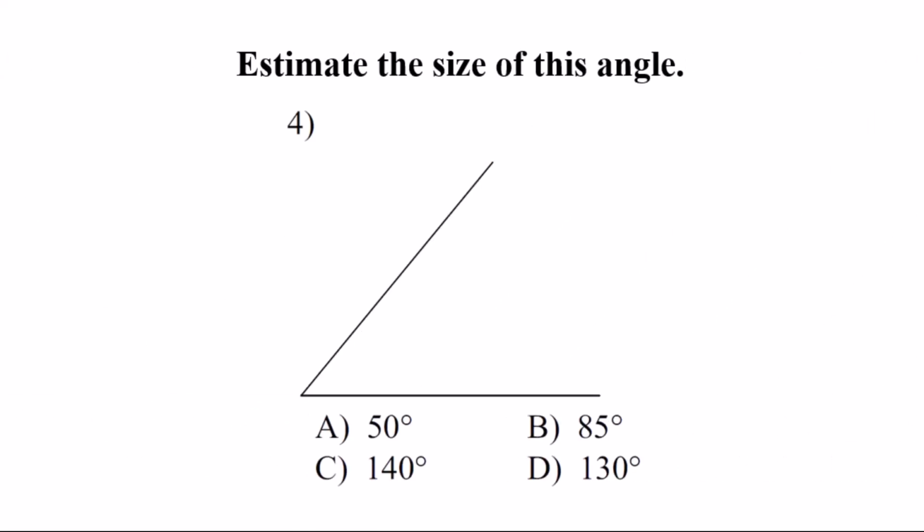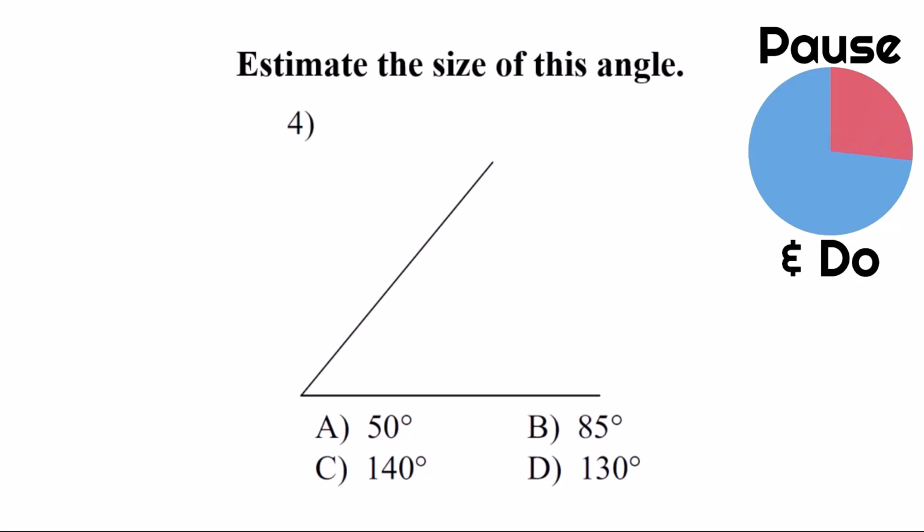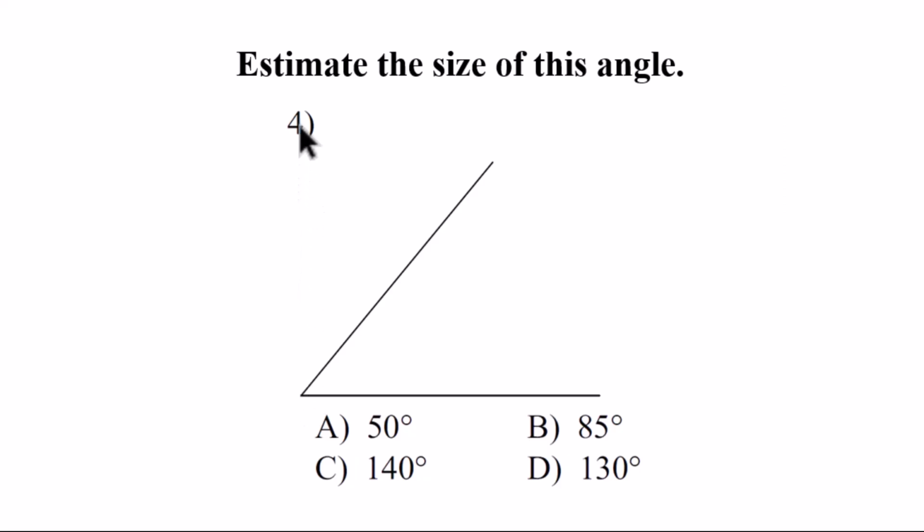Okay, how big do you think this angle is? It's less than 90 degrees. I can see that because 90 degrees would be going straight up here towards that 4. So anything that is bigger than 90 degrees is not an answer. So D is not an answer and C is not an answer. 85 would be really close to 90 degrees. This isn't really close to it. I'm going with A, 50. In class, if you're tested on this, they're going to give you a protractor.